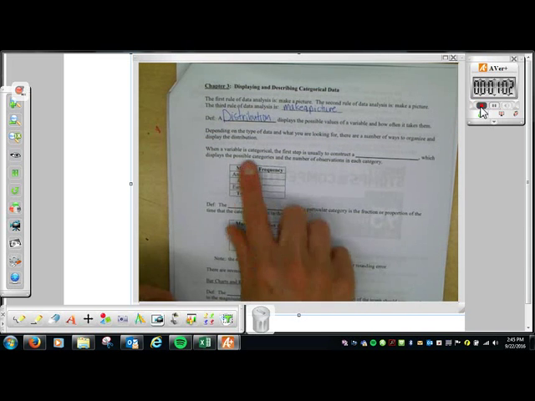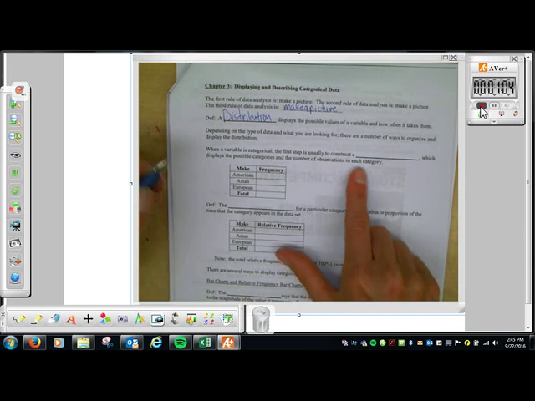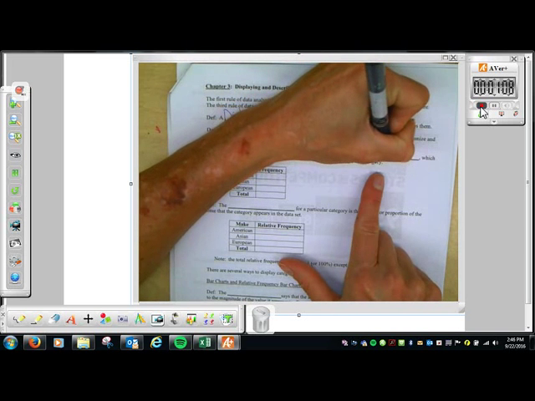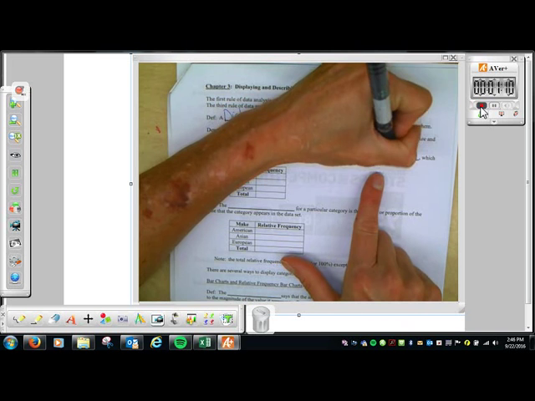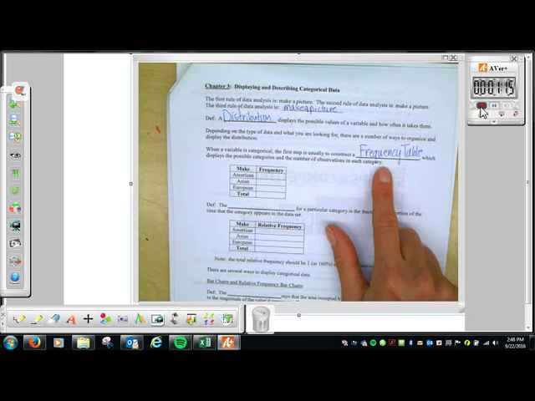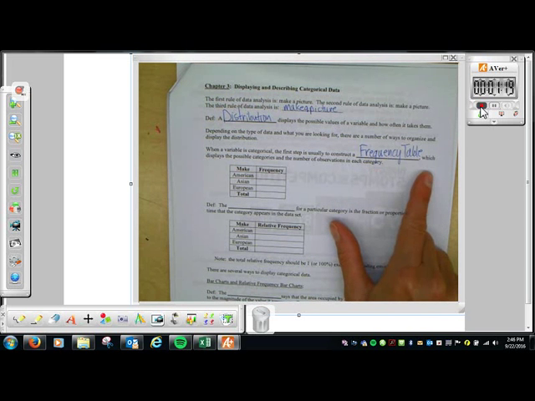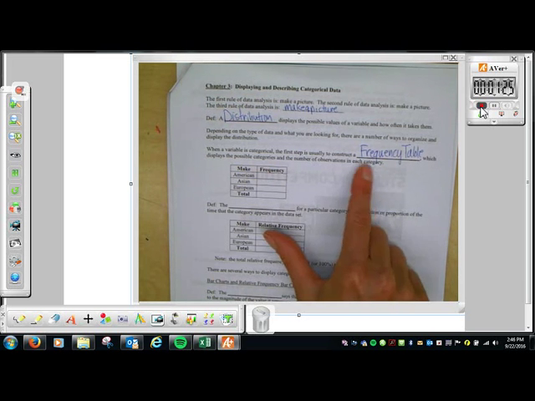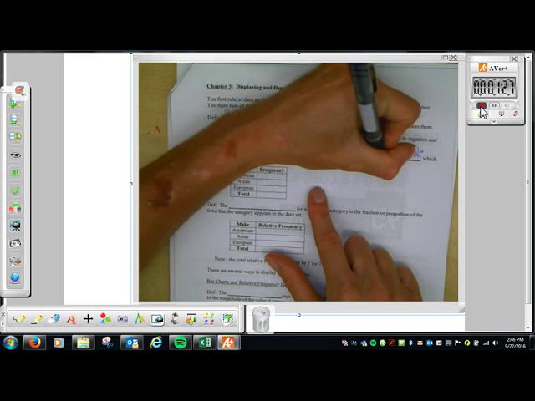So when a variable is categorical, the first step is usually to construct a frequency table. Frequency means how often did some of the answers occur. So frequency means how often did the values occur, which displays the possible categories and the number of observations in each category. That's what a frequency table is.